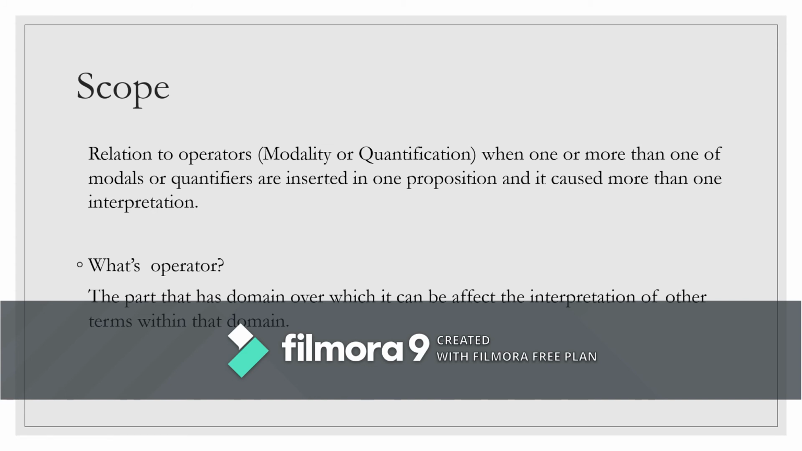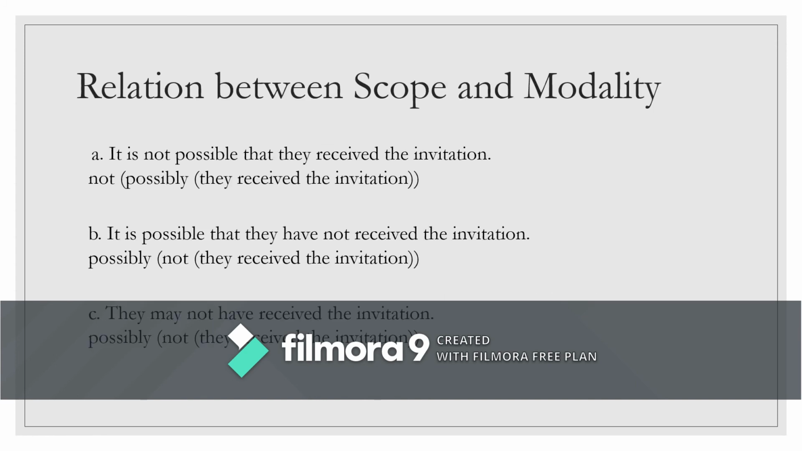So let's take a look at these three examples of the relation between scope and modality. If we hear or read these three sentences, we can say that they have the same meaning. But actually, the first example has a different meaning from the second and third examples. The first sentence says that it is not possible that they received the invitation. What the speaker wants to emphasize here is that there is a doubt that they received the invitations.